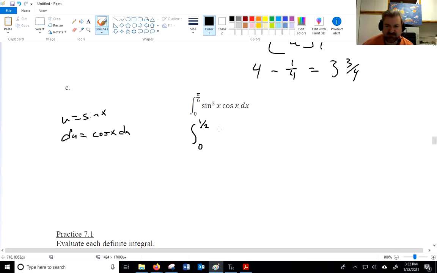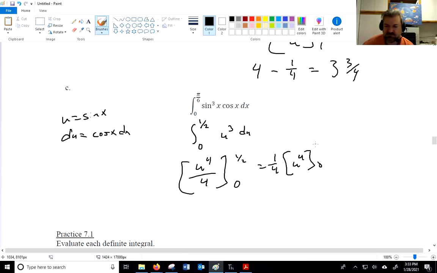So we're integrating from 0 to 1/2 of u cubed du, which gives us u to the 4th over 4, which we'll evaluate from 0 to 1/2. And this one's kind of ugly, but one thing we can do is bring out that 1/4, and then it's just u to the 4th from 0 to 1/2.